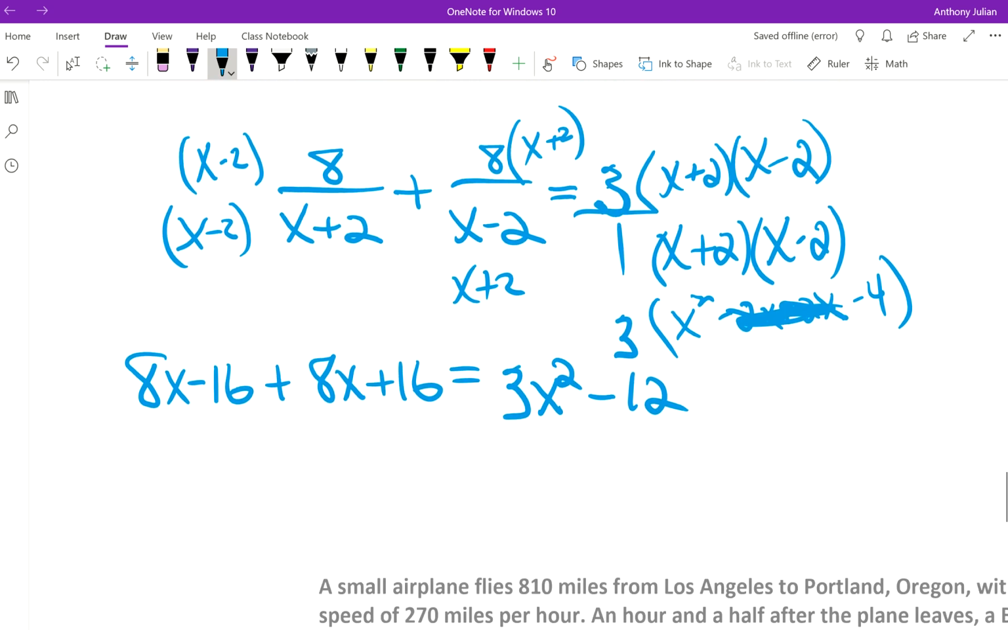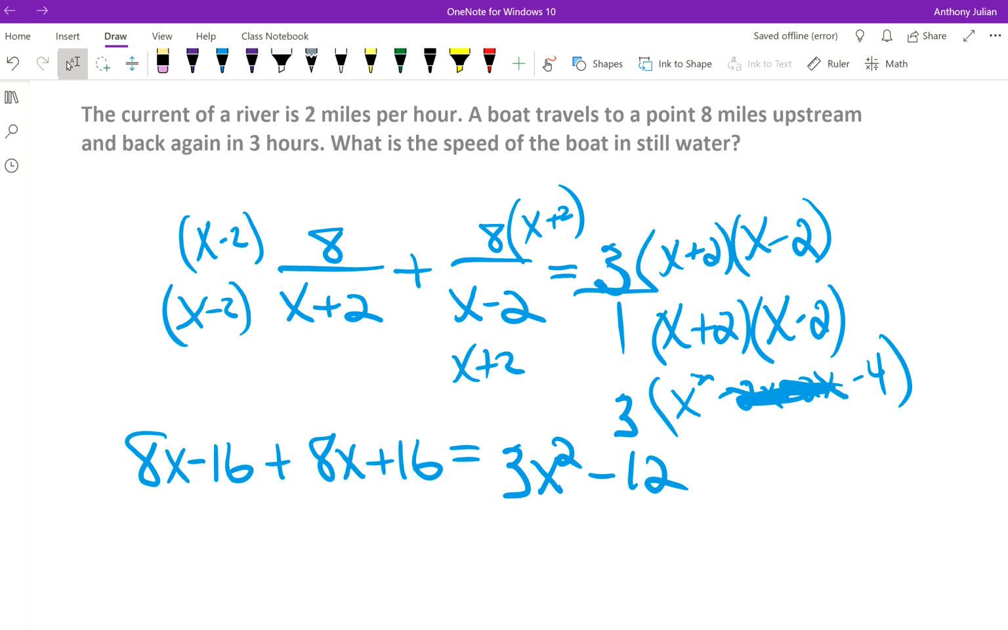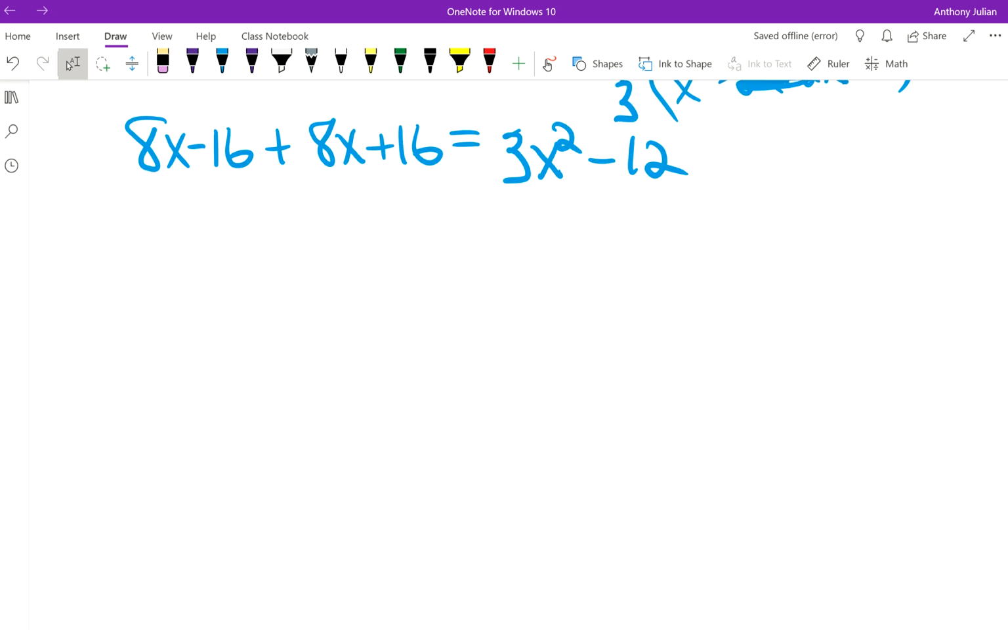Okay, let's see if we can hang on to that. All right, we can. So let's solve. Notice I'm going to have a quadratic here. So I'm going to bring the left side over to the right side. That way this can stay as positive 3.